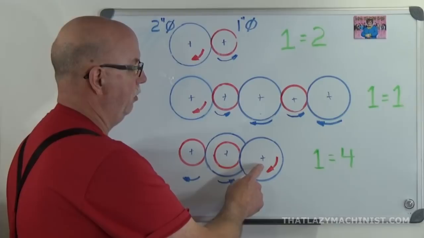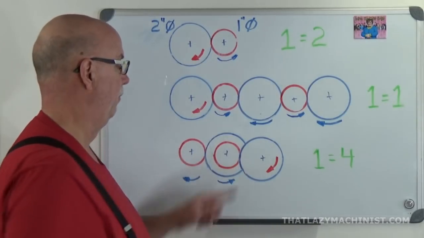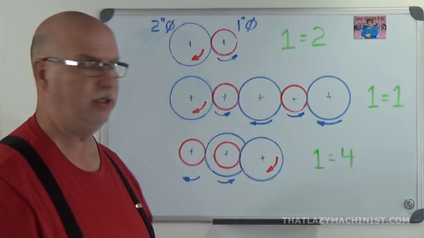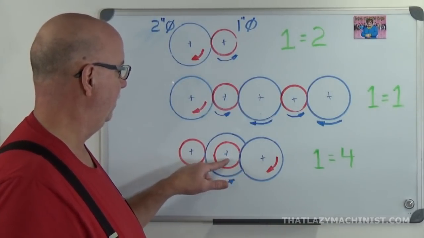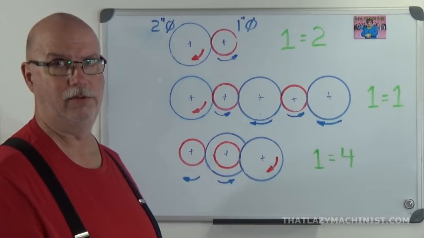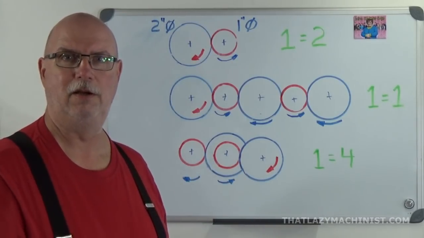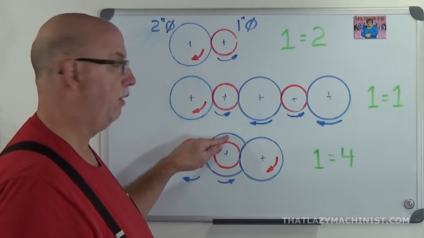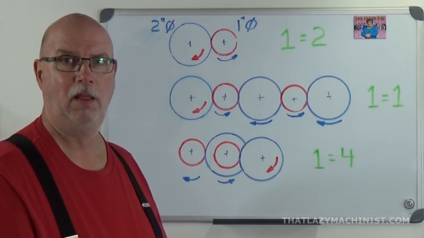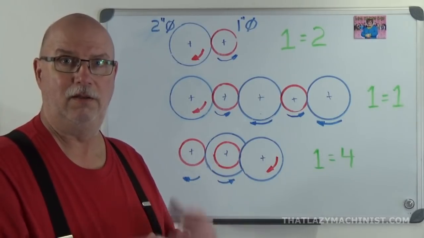I have my driver gear here, and it drives a small gear, the same one there. We know what that ratio is. This blue gear to this small gear is going to be 1 turn to 2 turns. But there's a difference here. We've fixed another large gear on the same shaft as this small gear. They're both fixed on the shaft.